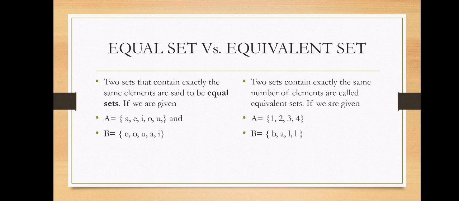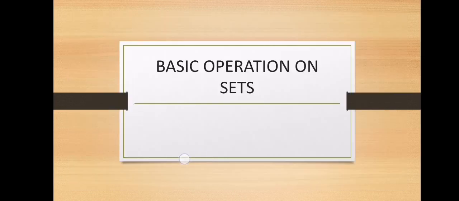Next is two sets that contain exactly the same number of elements are called equivalent sets. If we have here some example, letter A, set A is 1, 2, 3, 4, letter B, set B is B, A, L, L. The number of elements here are the same. So, kahit ano pang mga elements, if magkapareho naman ang number of elements, that's what we called equivalent set.